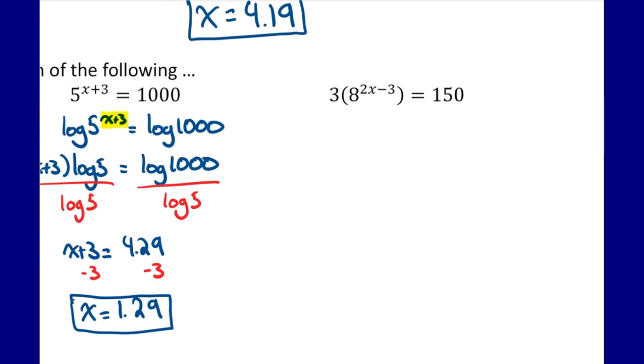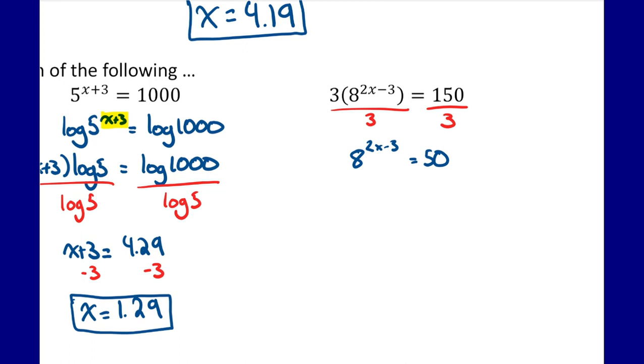The next one, 3 times 8 to the power of 2x minus 3 is equal to 150. So again, this is similar to maybe what we might find in an exponential function. We have an a value, we have a ratio, and then we have an exponent. In this case, we want to get our power alone first. So I want to divide everything by 3 to get rid of that 3 that we're multiplying initially. I'm going to divide the other side by 3. We have 8 to the power of 2x minus 3 is equal to 50.